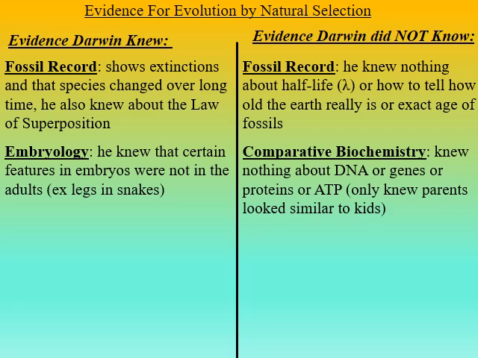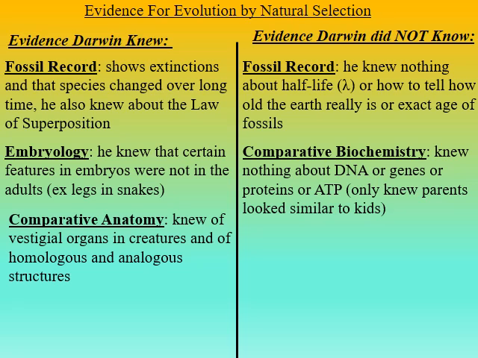He didn't know about the biochemistry. He didn't really know because scientists hadn't really discovered the purpose of DNA or genes or stuff like ATP or proteins. They only knew that somehow parents looked similar to their kids and kids looked similar to their parents, that somehow information was being passed on, traits were being passed on, not identically, but there were similarities.